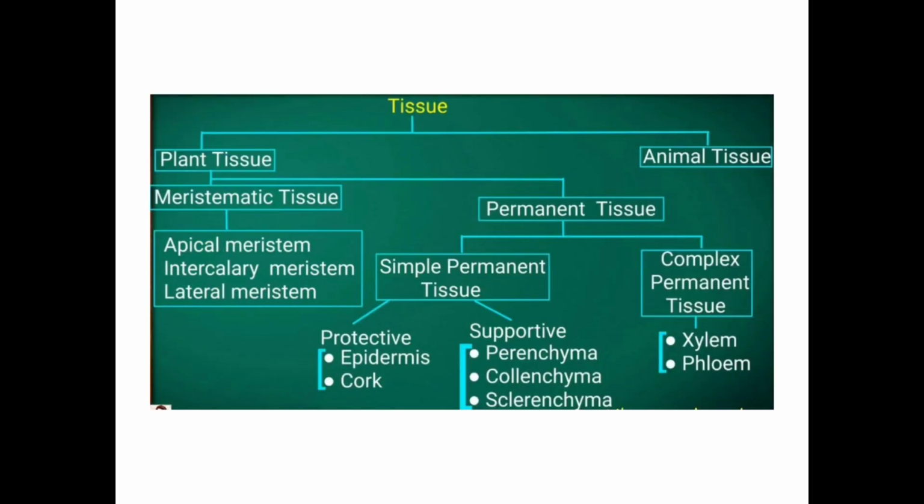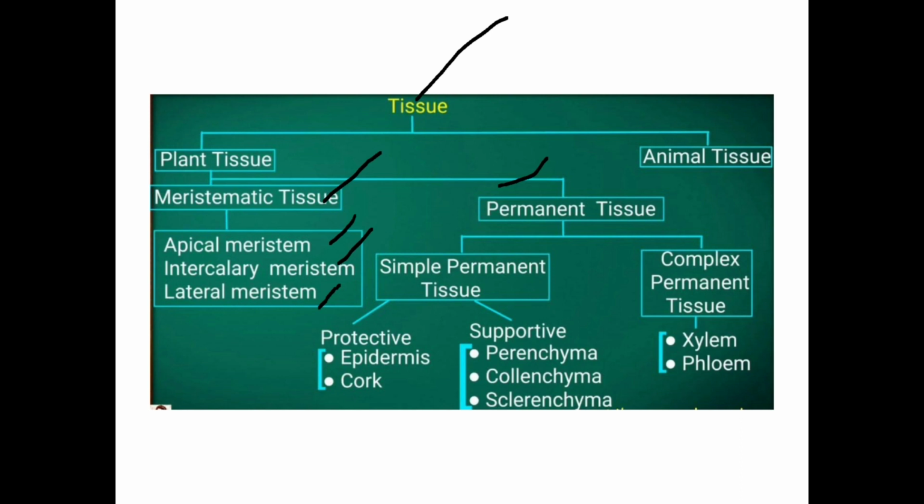Okay, now we have studied about these plant tissues. Tissues are divided into plant tissue and animal tissue. The classification of plant tissue is meristematic and permanent. Meristematic tissue is again subdivided into apical, intercalary and lateral. Apical means at the tip, where cell division takes place. Intercalary means it will be elongating the plants. Lateral meristem means it will be increasing the width of the plant.